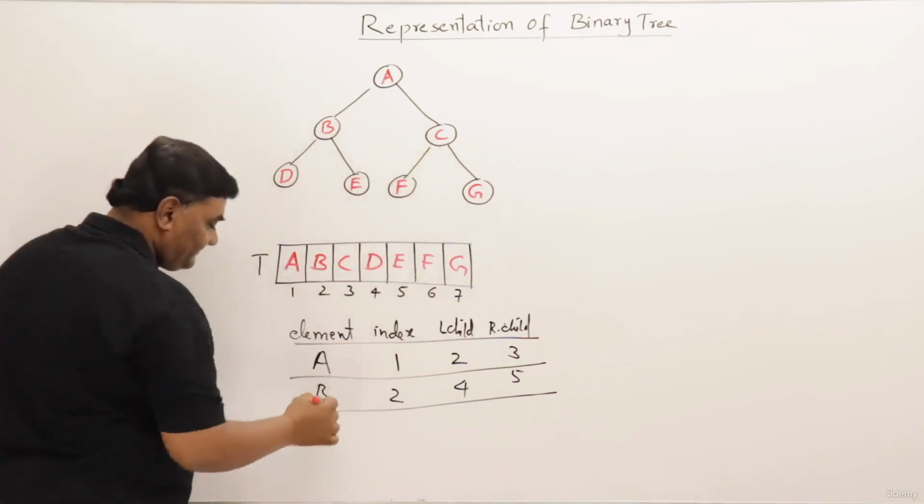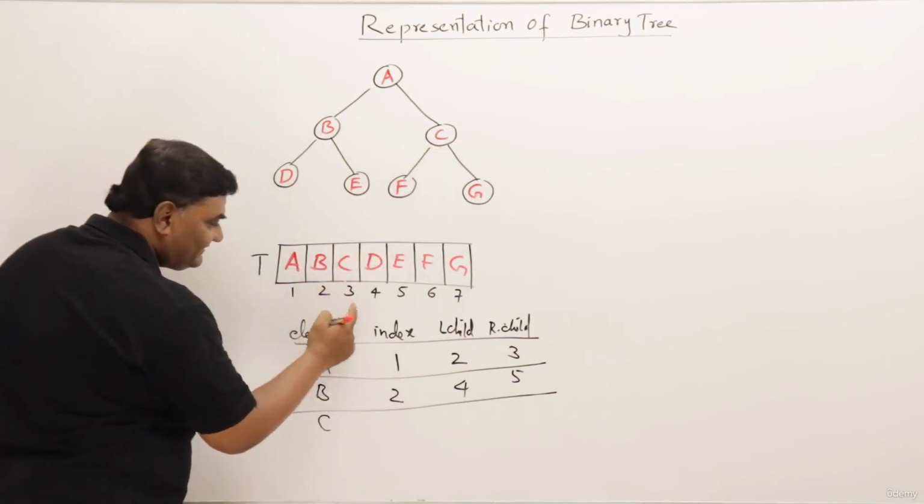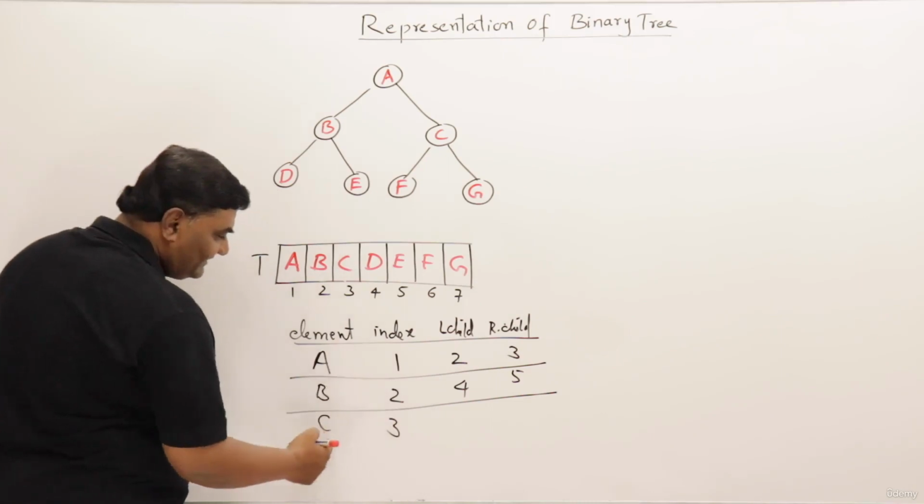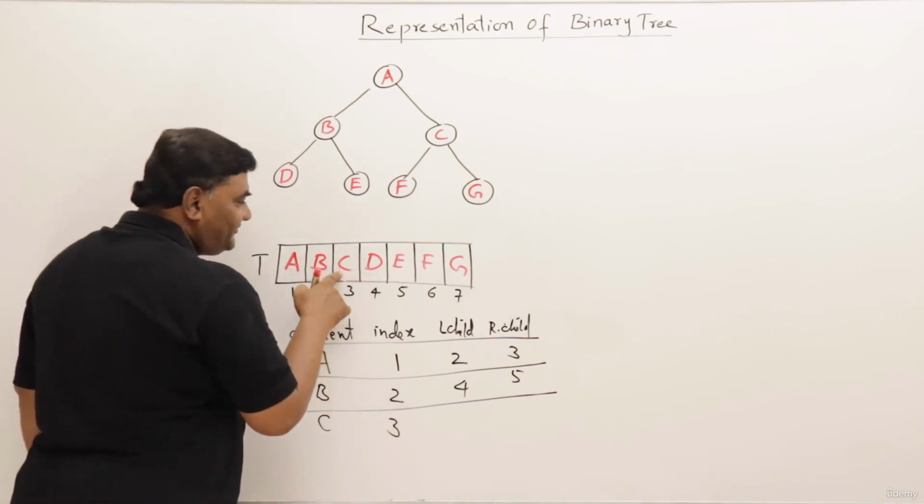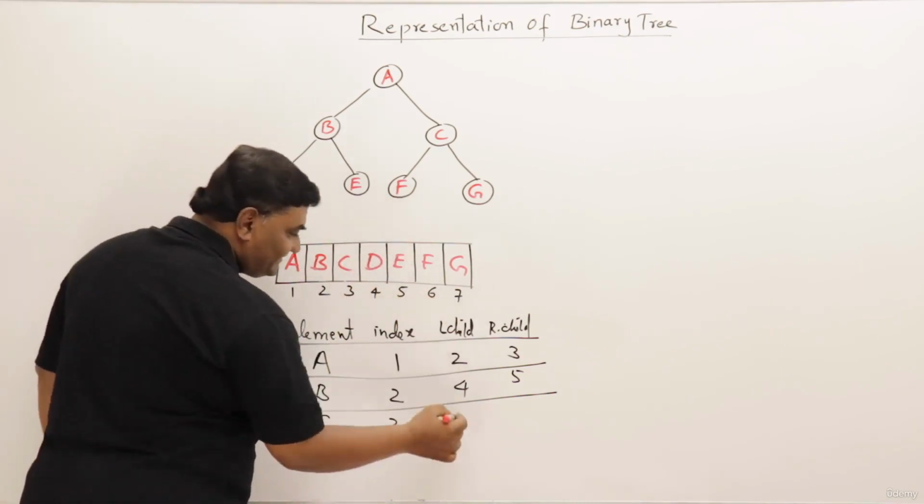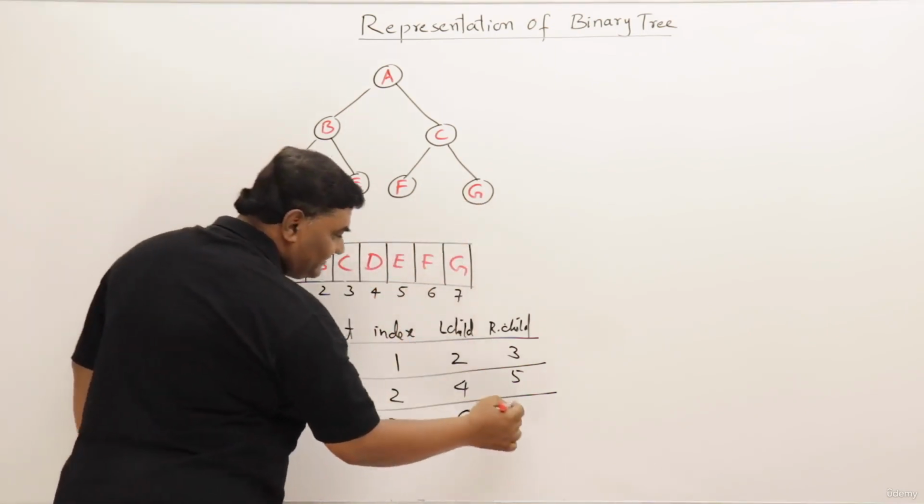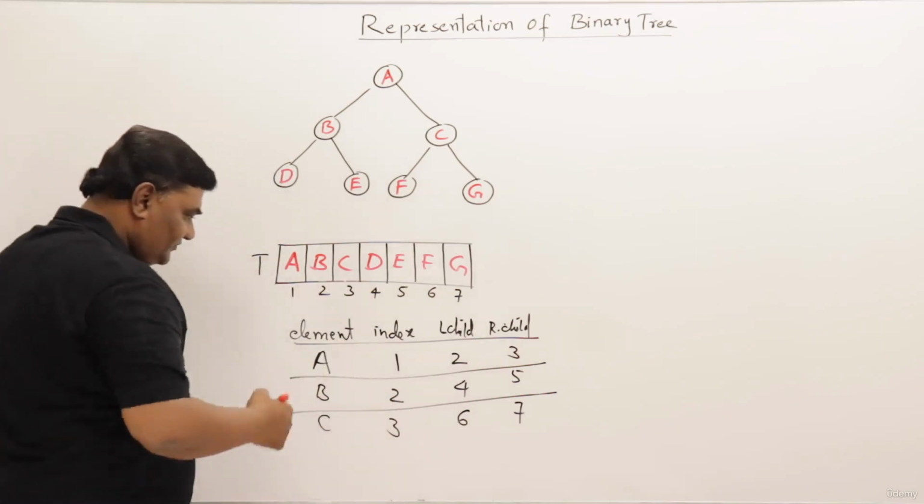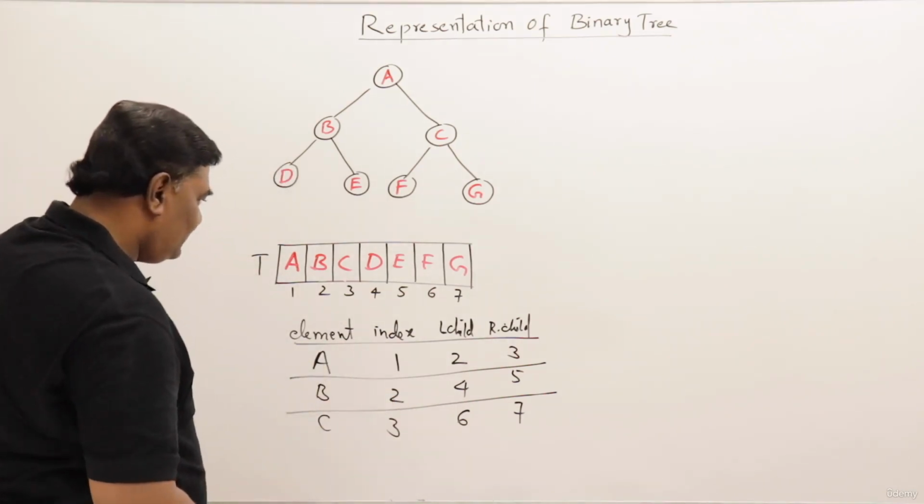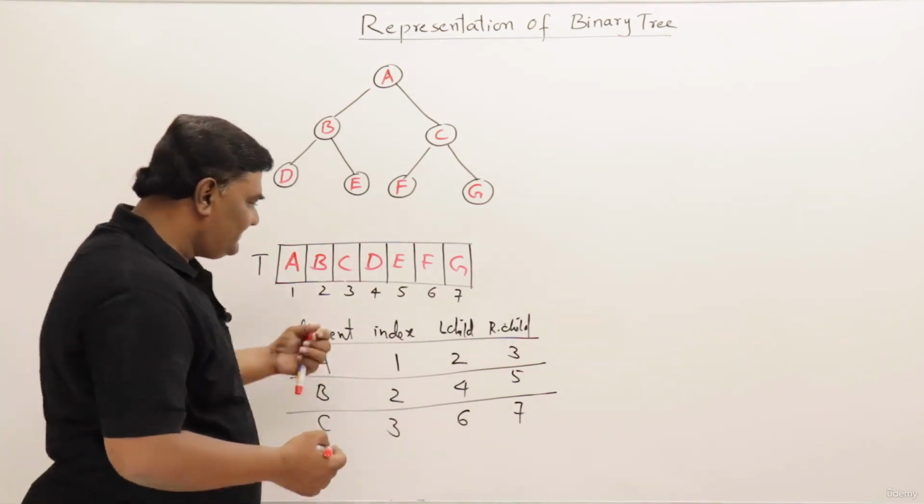Then let us take C. It is at index 3 here, the index of this element. Then who is the left child of C? F. Where is it? 6. Then who is the right child of C? G. Where is it? At 7. So I think this is sufficient to understand how the relationships are maintained with the help of indices.